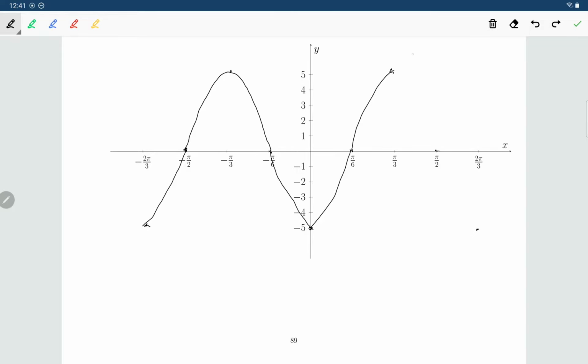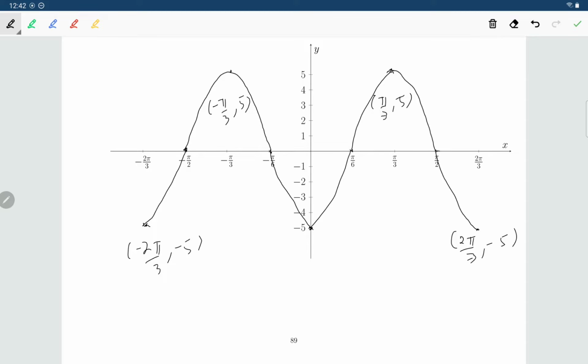Trying to make this look a little less pointy, and there we go. All right, so now we just need to label any of these points that are not at tick marks on the x or y axis. So I've got 2 pi over 3, negative 5 that needs to be labeled. There's pi over 3 and 5 that needs to be labeled. There's also negative pi over 3 and 5 that needs to be labeled, and then also negative 2 pi over 3, negative 5 that needs to be labeled.